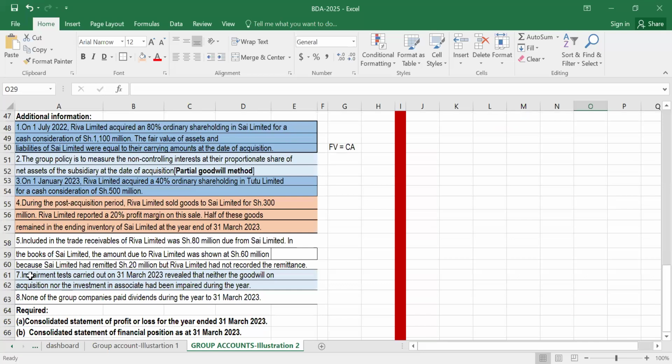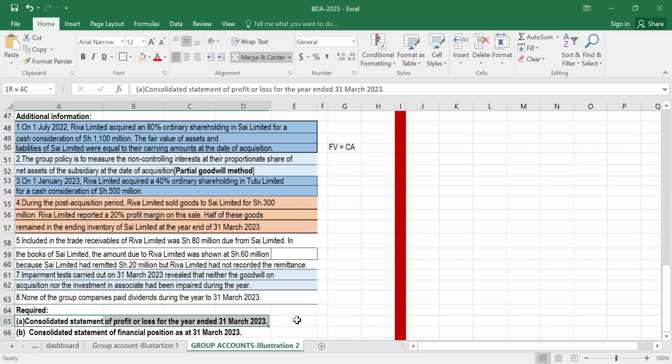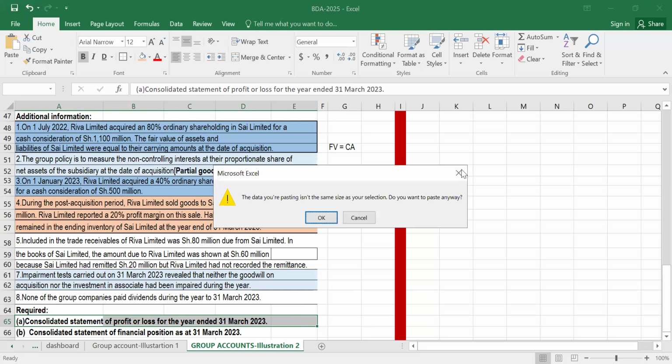So then we move to point number 7. You are told impairment test carried out at the end of the year revealed that neither the goodwill on acquisition nor the investment in associate had impaired. Okay, no working there. And then you're told none of the group companies paid what? Dividends. So no workings are required there. And I think we can go straight to preparing this one. Any other working which is required, you're going to do it later on. But let's first of all prepare this one.